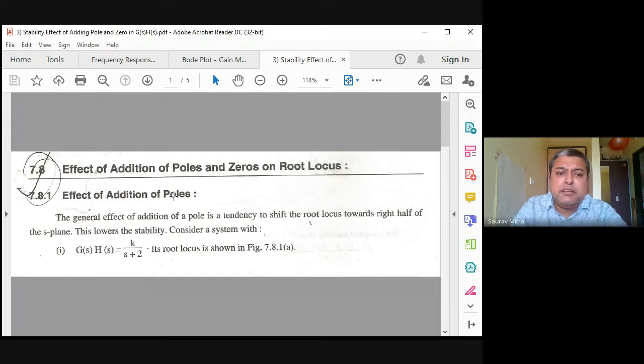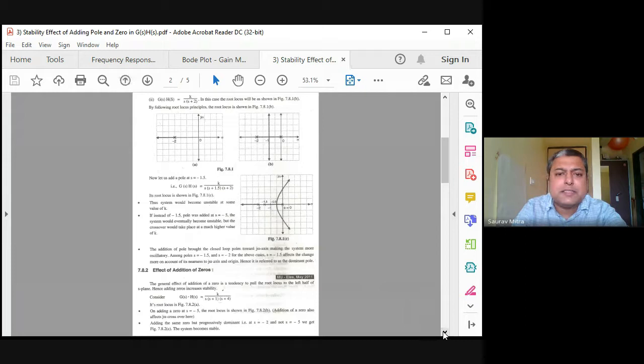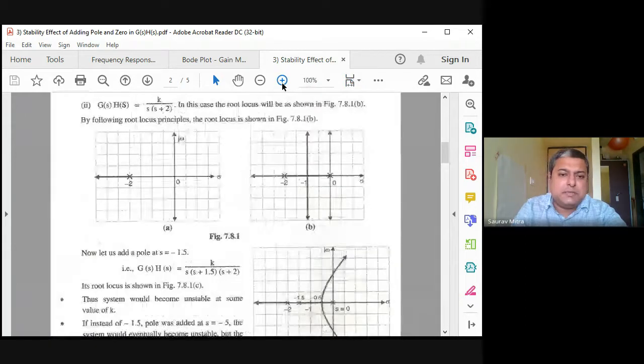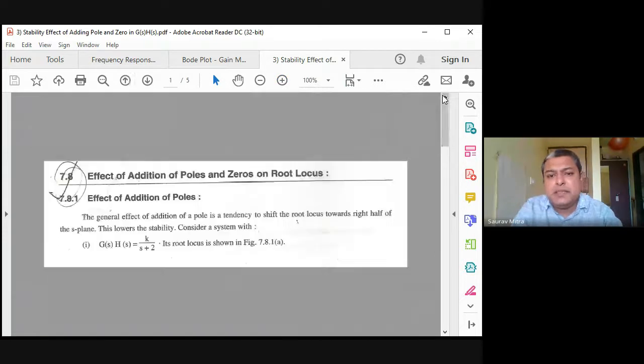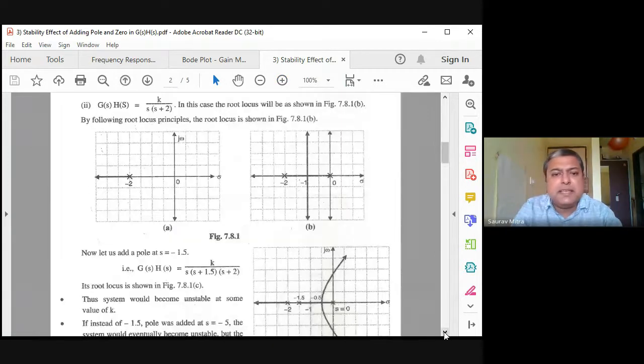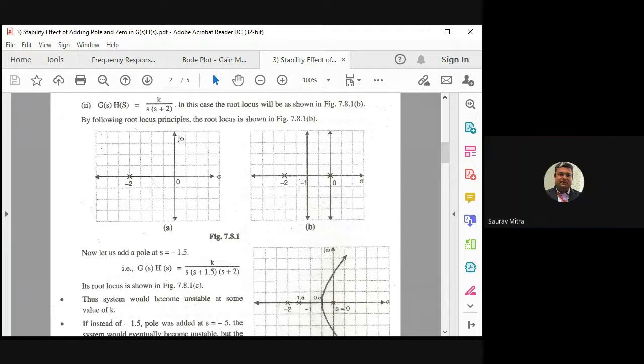So let's see the effect of addition of poles. The initial system is k by s plus 2. I will make it a little more complex. I have added another pole to the system. In the second case, you have s into s plus 2, so you have inserted a pole. Added is not the right word; what I would say is inserted. Initially the system was k by s plus 2, and that was figure A. This document also will be shared with you.